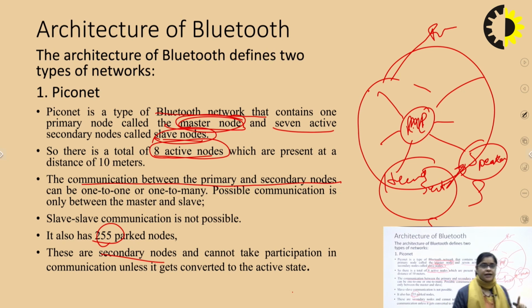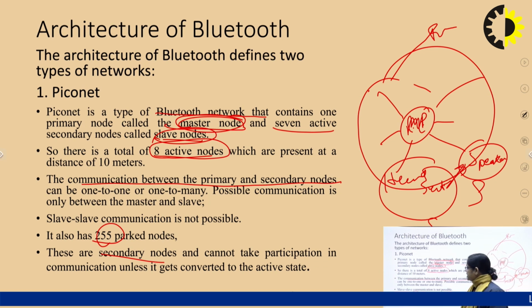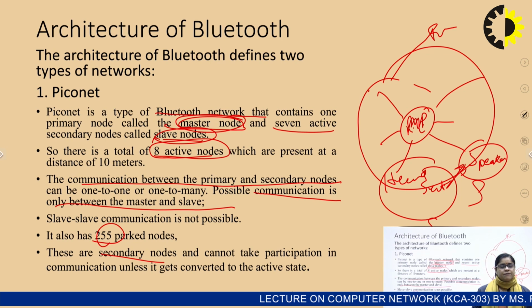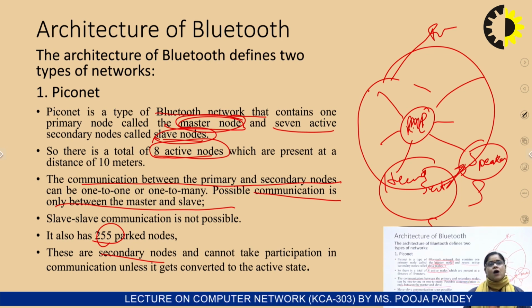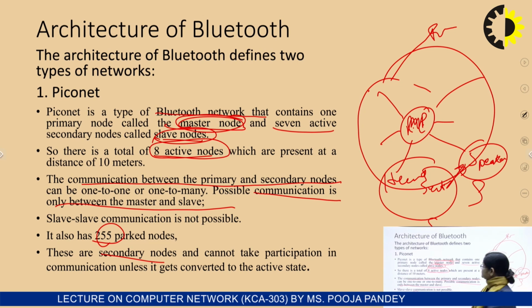When we are studying the architecture, there are mainly two types of networks. The first one is the piconet and the second one is the scatternet. In the piconet, communication is only between the master and the slave. Keep in mind that the communication can be one to one or one to many.